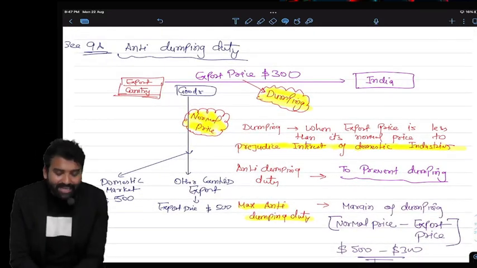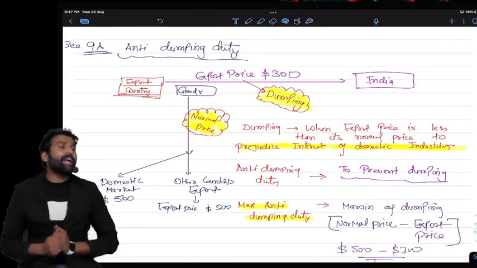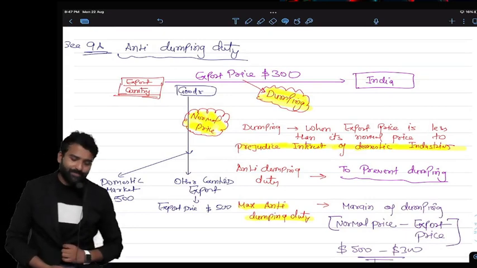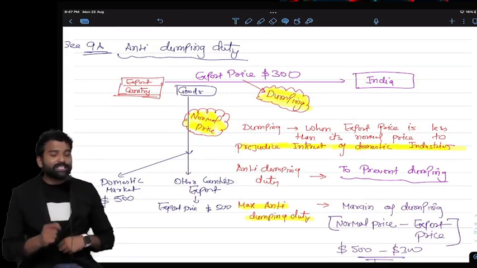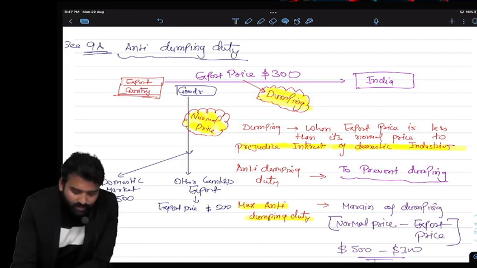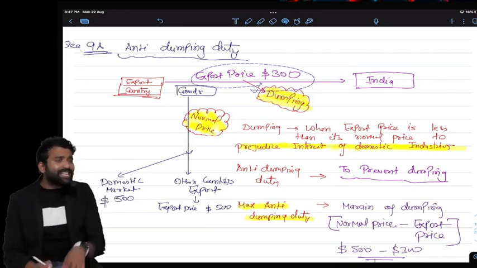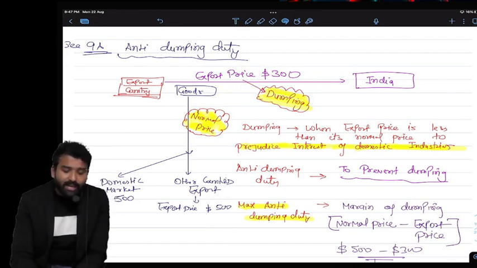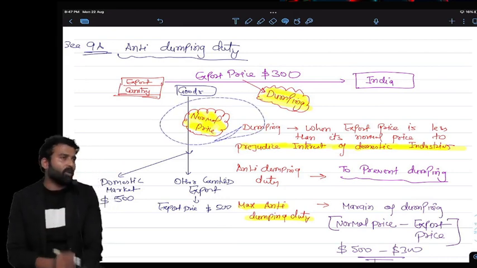Now we have another duty, and I think this is very interesting. It is levied under section 9A. It is called anti-dumping duty. It is very important. Now what is the meaning of anti-dumping duty? Anti-dumping duty means the price at which they are dumping in India, they are selling in India, is less than the normal price of the commodity.